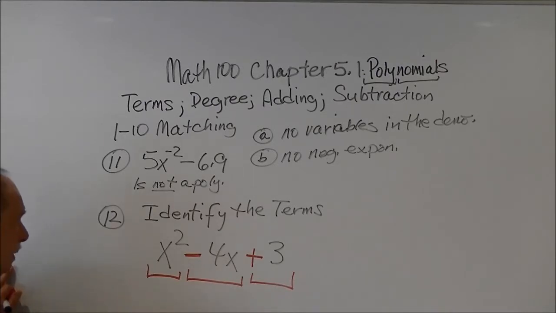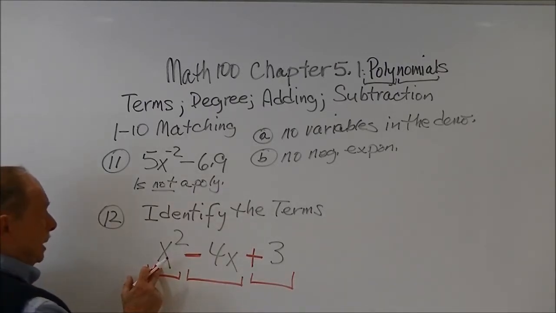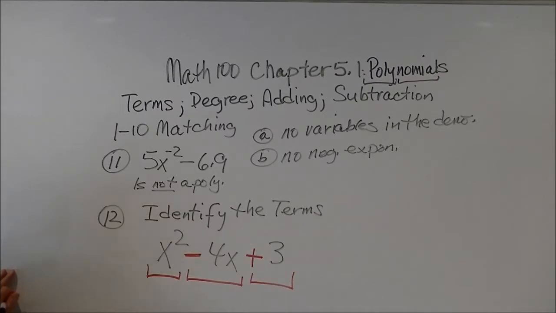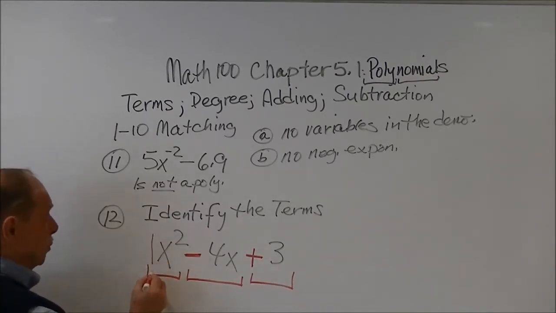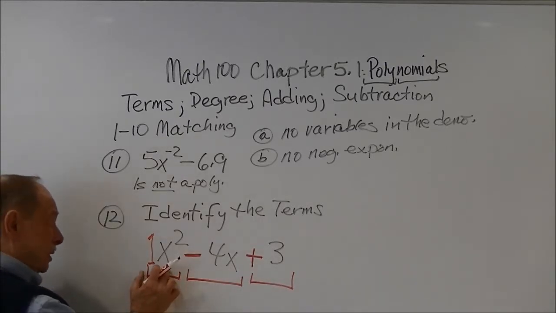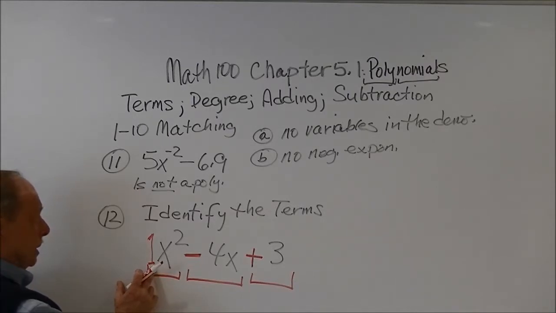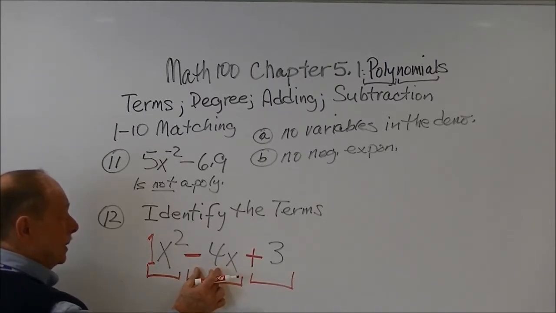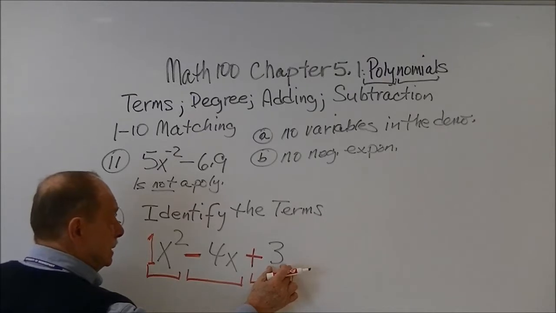Now, within a term, for instance, in this term here, there is x squared, but it doesn't appear to be a number there. But there is, in fact, a number 1 there. We don't write it by convention. So often in a term, there may be a variable and a constant, or what we might call the numerical coefficient of that term. In this case, the numerical coefficient is 1. Here, the numerical coefficient is negative 4. Here, the numerical coefficient is 3.